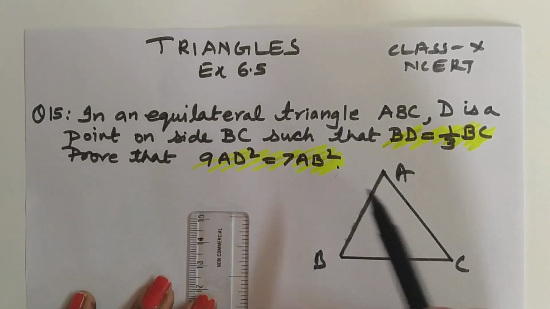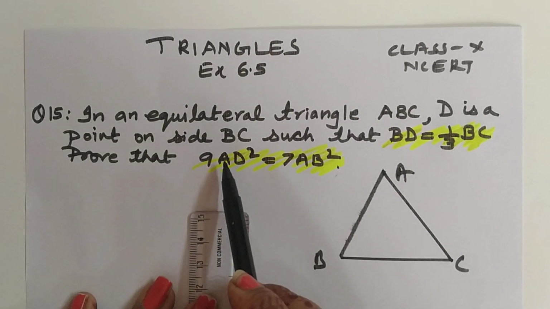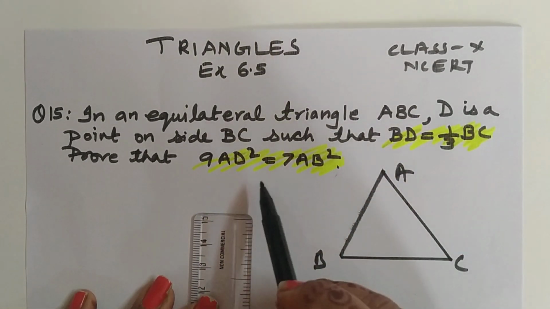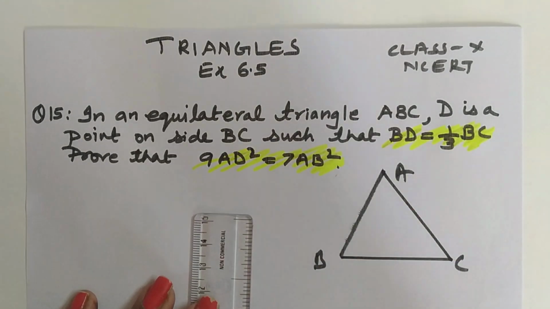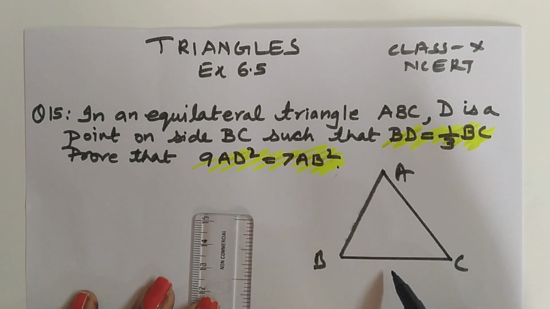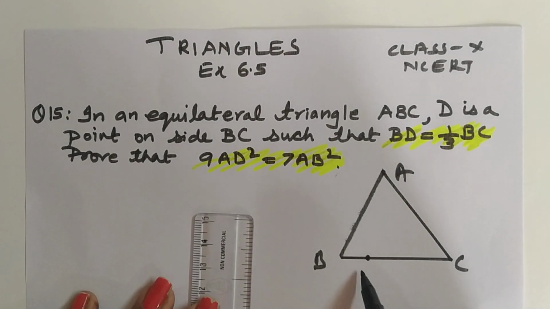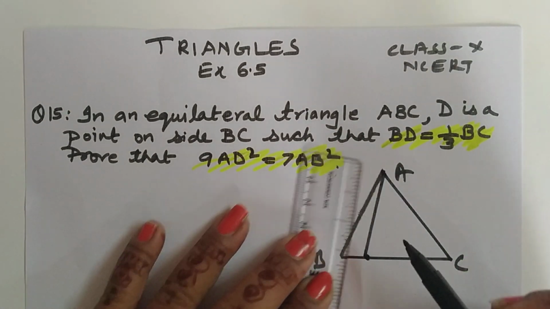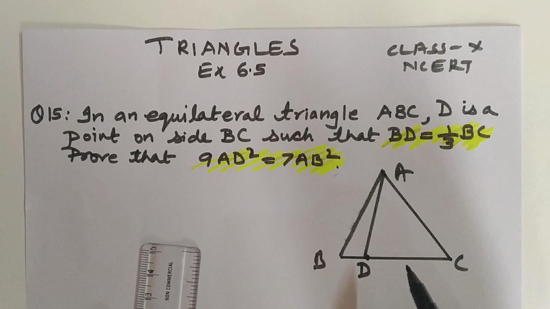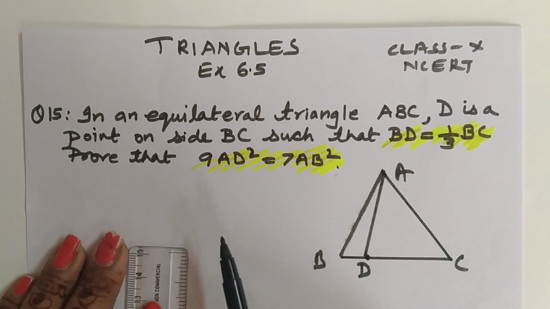In an equilateral triangle, we know that all the sides are equal, and D is a point on BC. This is very important information: it is given that BD is equal to BC upon 3. Students do the most common error: they take the point D in the middle of the base. No, D is any point that is 1/3 of BC. So it will be here. Now BD is 1/3 of BC, and we have to prove this.